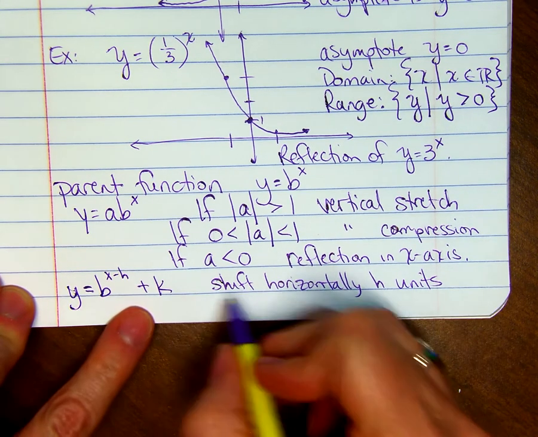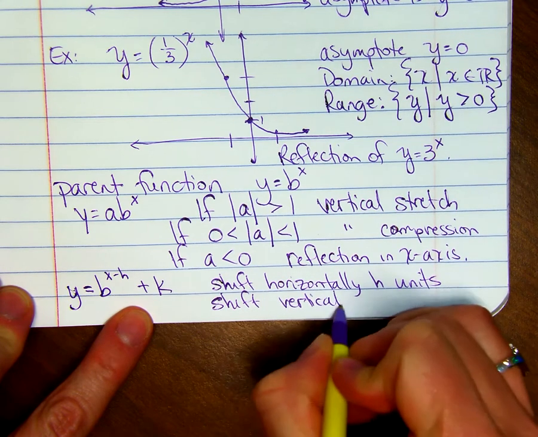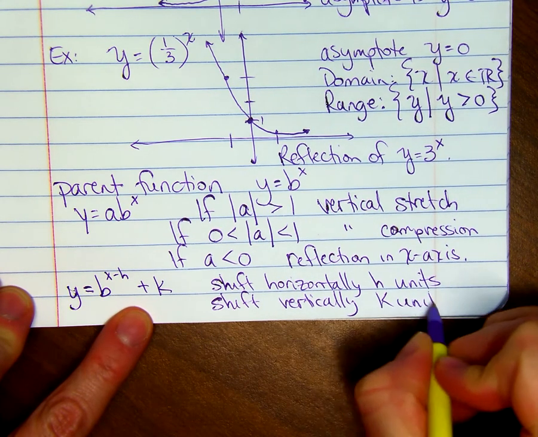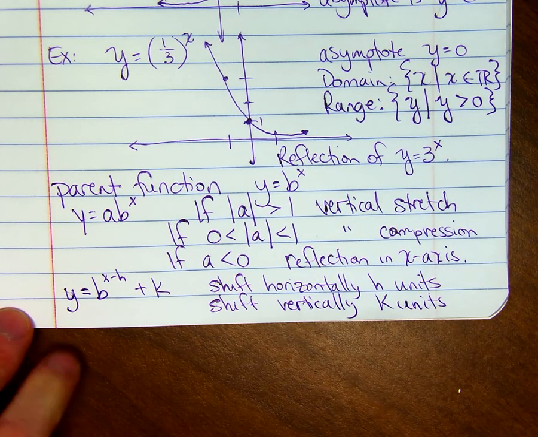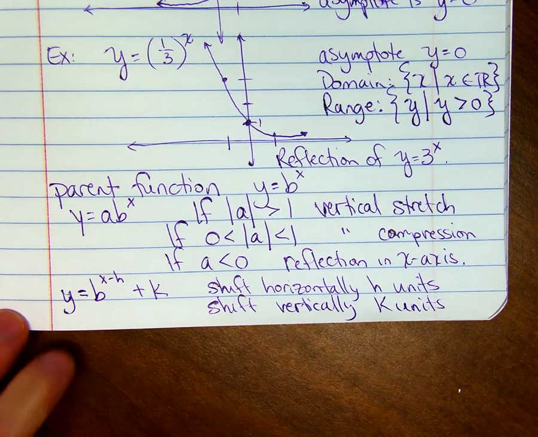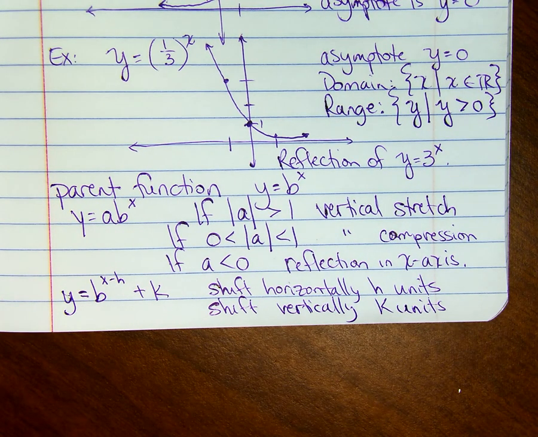And then it will shift vertically k units. So if you see a plus sign, it's going up that many units. If you see a minus sign, it's going down. So these are very helpful when you're graphing your exponential functions.